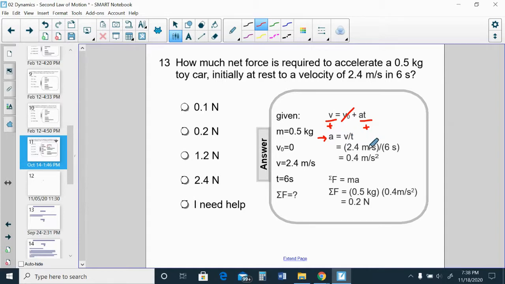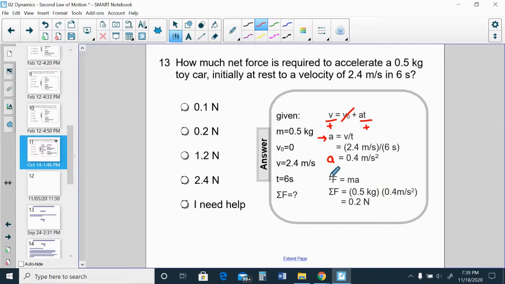Plug in your numbers. Your final velocity was 2.4 meters per second, divided by the provided time, which was 6 seconds, and you get 0.4 meters per second squared. So we now know the acceleration. We can take that information and now apply it to the next step.